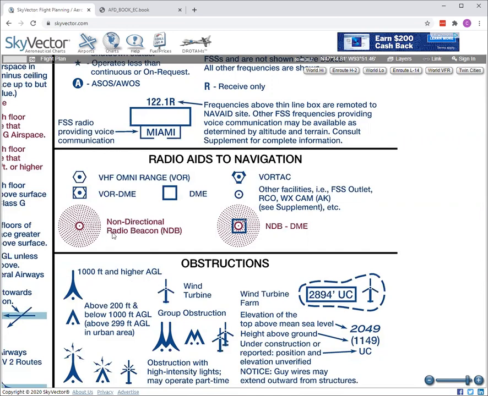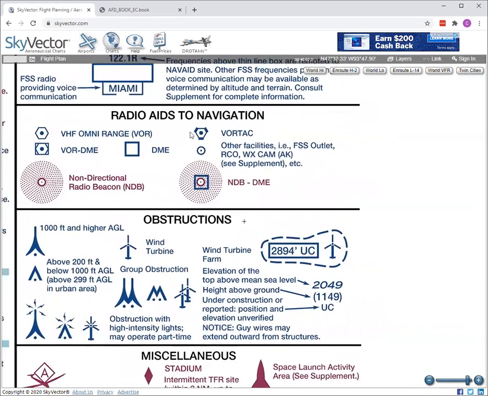NDBs are something that's going out of service slowly as well. They don't give you any specific information, except they'll tell you that you're either going towards the station or not towards the station. So yeah, they're kind of helpful, but not really. But they're going out of service, so those might not be there for too long, but they're another type of radio navigation aid, but not as helpful as VORs.